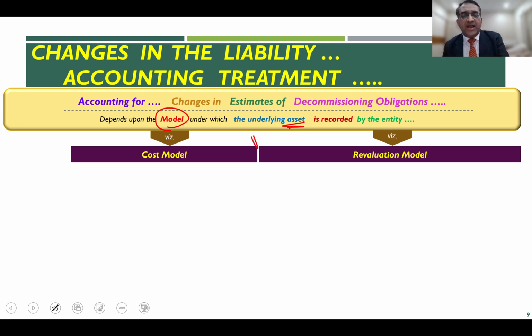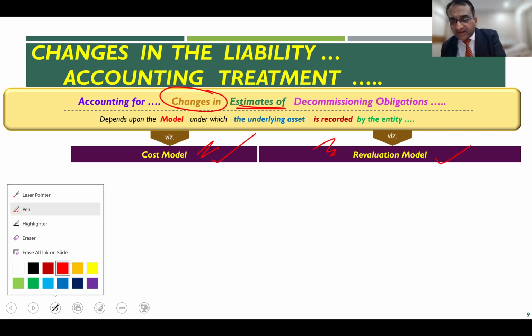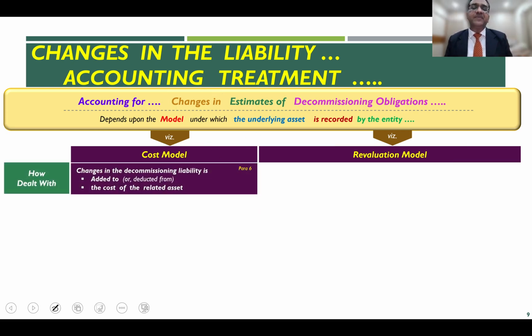Now, you would be aware that under Ind AS 16 or IAS 16, PP&E can be measured either at cost model or revaluation model. IFRIC 1 or the Appendix to Ind AS 16 tells you that changes in the estimate of the decommissioning liability need to be accounted for on the basis of which model the entity is applying, whether it is applying cost model or revaluation model. So assume for this video that the entity applies cost model.